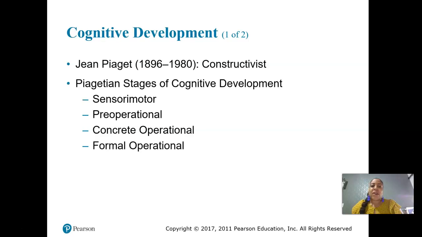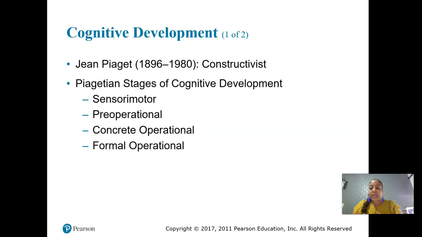Okay, next we have one of our most popular child development theorists, Jean Piaget, 1896 to 1980. He was a constructivist, and he is well known for his Piagetian stages of cognitive development. So this might be very familiar to you as well. So in the sensorimotor stage, that's from birth to 18 months, everything is being explored through the senses, right? So little ones are touching things, they're smelling things, they're putting things in their mouth. They are able to identify and communicate through simple symbols. Pretend play occurs during this stage, and typically they're learning to walk during this stage.